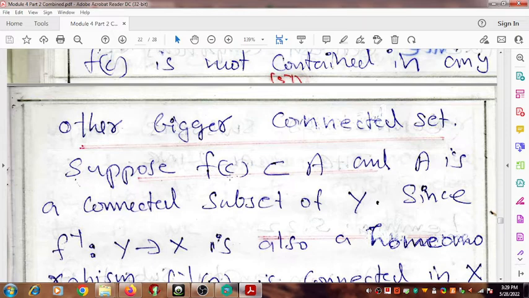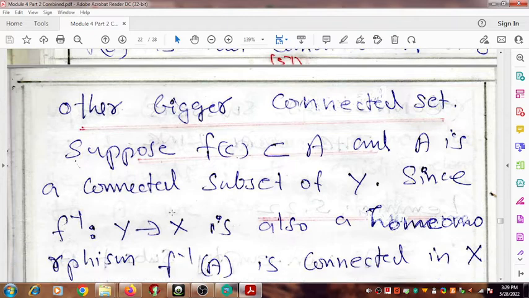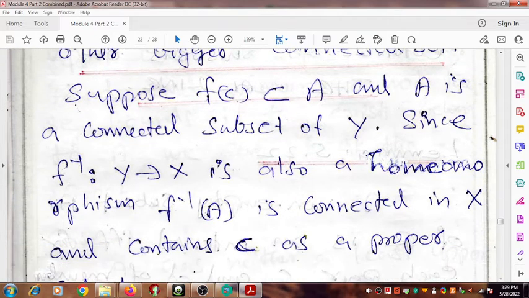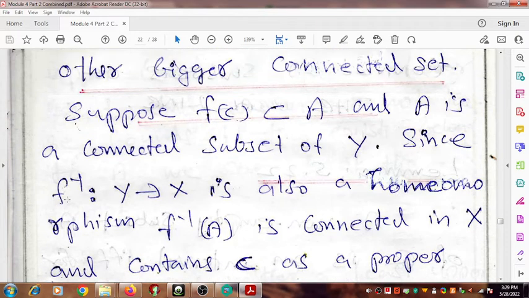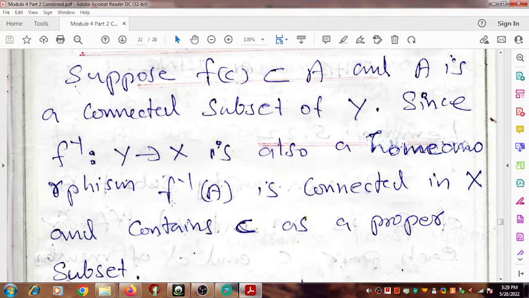What do we think? We suppose that F of C is contained in A, where A is a connected subset of Y. Since F inverse is defined from Y to X, and F is a homeomorphism, F inverse is also a homeomorphism.